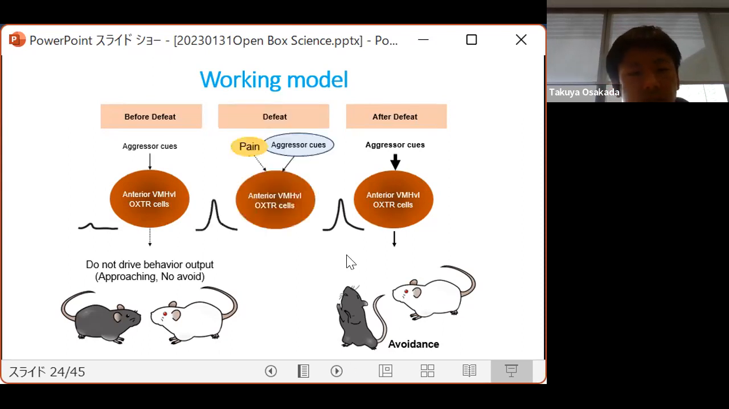So the next question is, what's going on during defeat? During defeat, there should be multiple cues, for example, the odor from the aggressors or the pain signal when he or she is being bitten. So here, what we wanted to address was whether the oxytocin receptor itself is important for avoidance behavior learning or not.